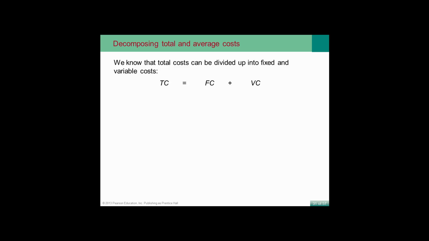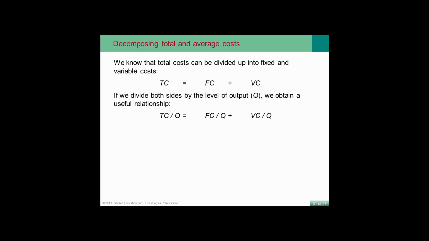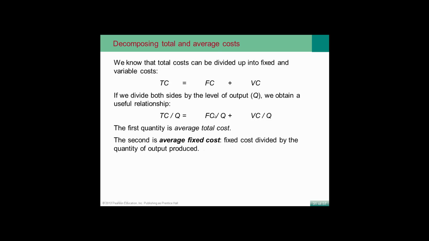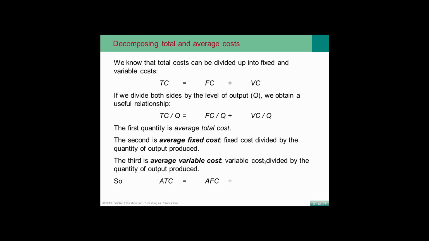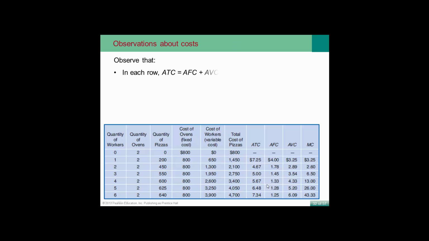Make sure we understand that the formula for total cost is variable plus fixed. If we divide these both by quantity, we can obtain a useful relationship. The first quantity is average total cost divided by quantity. The second is average fixed cost divided by quantity. And the third is average variable cost divided by quantity. So average total cost equals average fixed plus average variable cost.